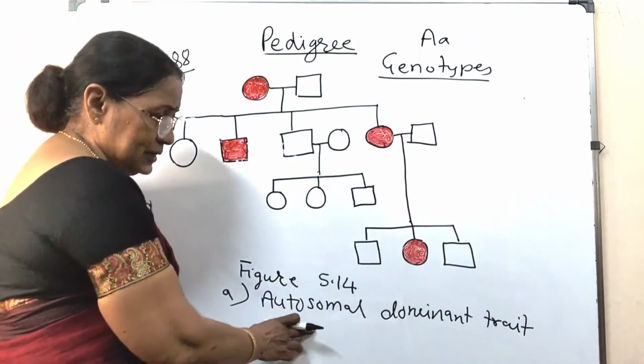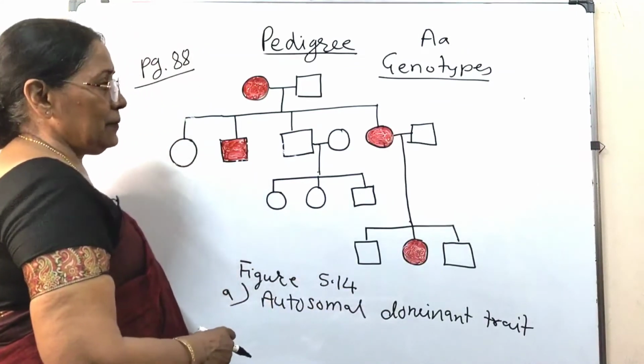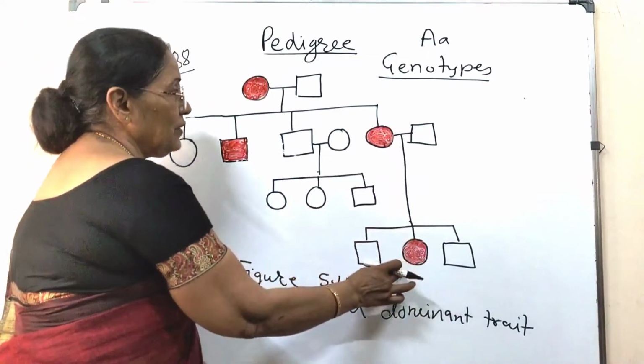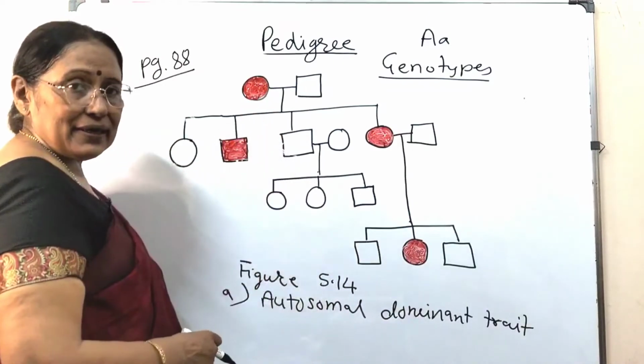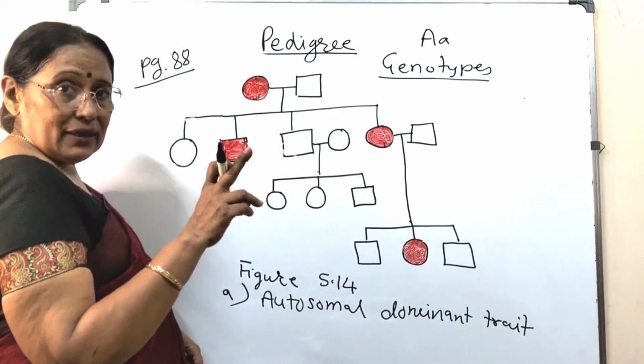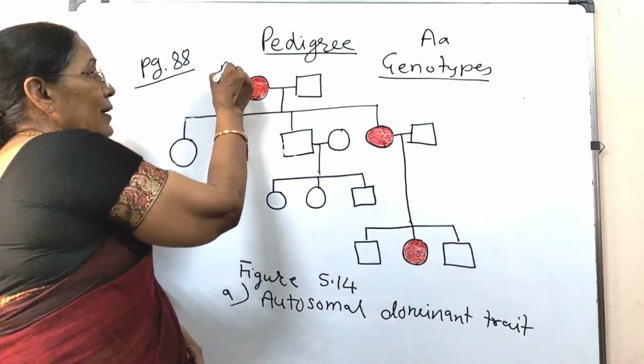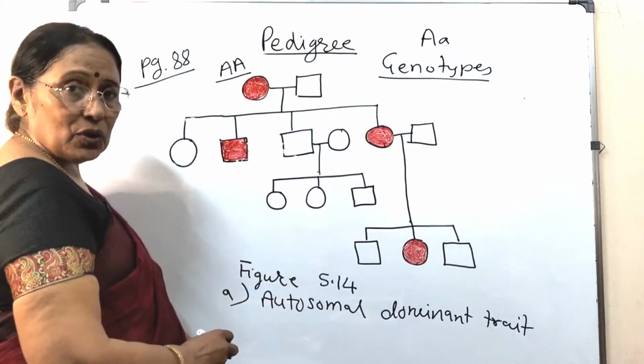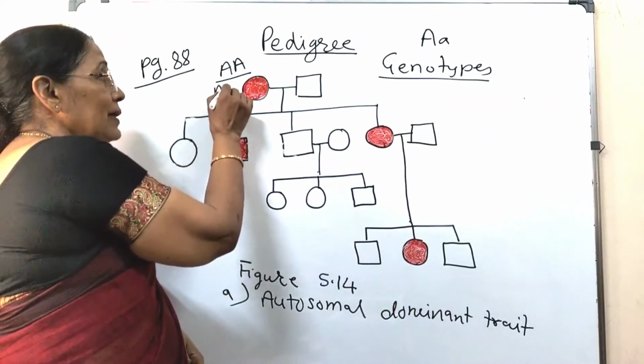लेट अस स्टार्ट. दिस इज ऑटोसोमल डोमिनेंट ट्रेट. These are the affected ones. 1, 2, 3, 4. This is mother is affected and it is dominant. तो dominant अगर है तो this can be capital A homozygous और capital A small a.